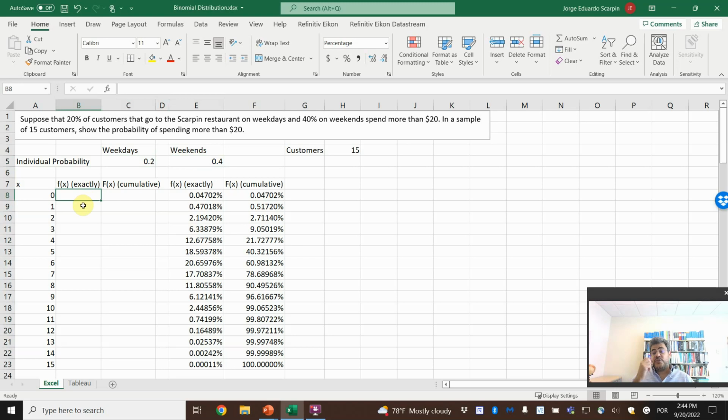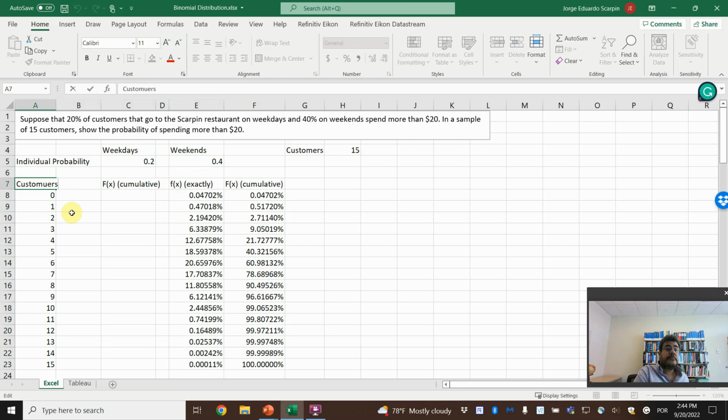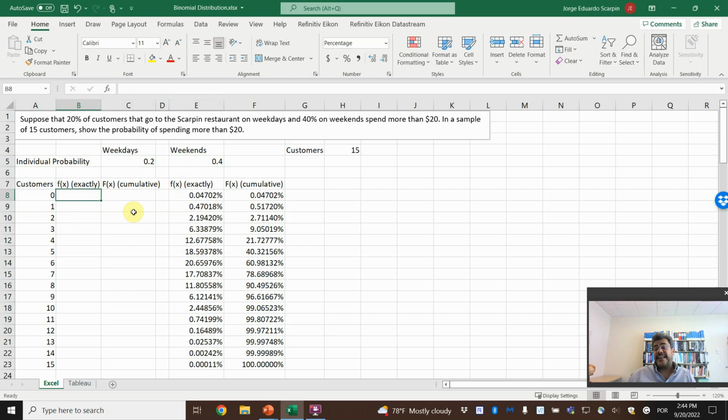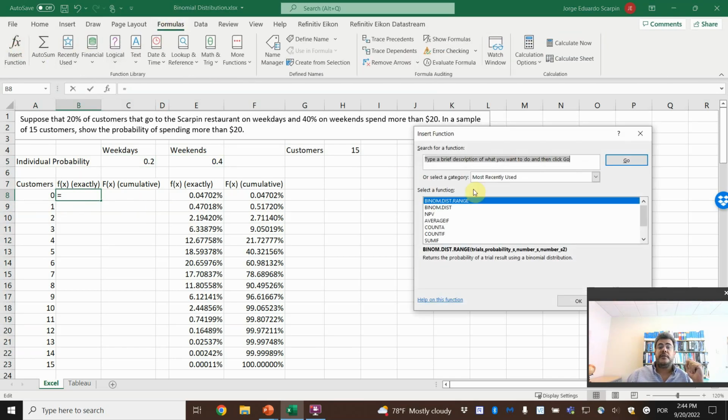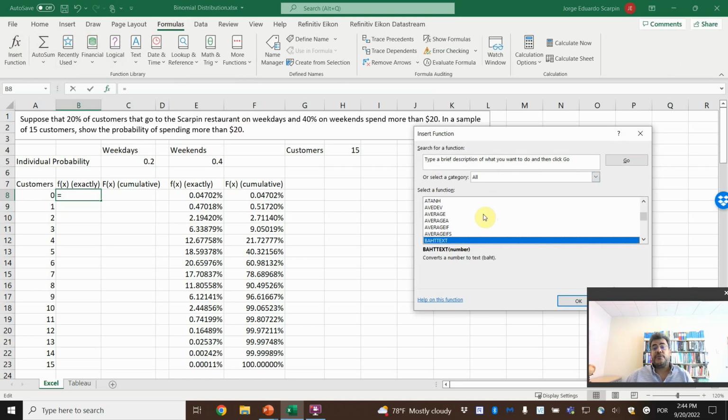So first, let's go on the false. That is exactly. So number of customers here. So let's call it customers. Customers. 0 customer. What is the percentage that no customer purchases more than $20? So we go on formula, insert function. Let's go on all. That is the easiest way for you to find it.